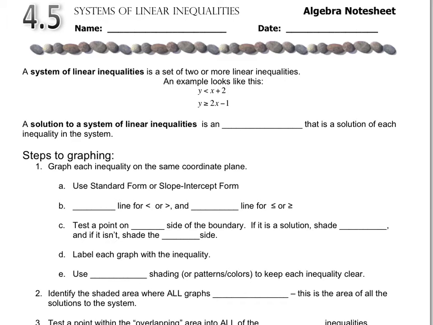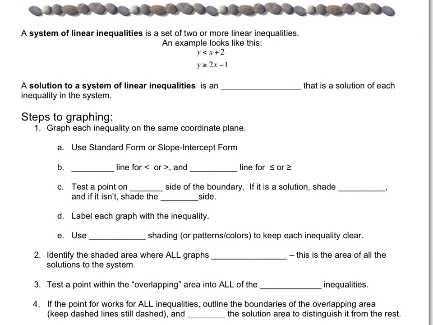Today we're going to talk about solving systems of linear inequalities. We've been talking about systems of equations, but now we're going to discuss what we do when we have a system of two or more inequalities. So a system of linear inequalities is a set of two or more linear inequalities. An example might look like this.